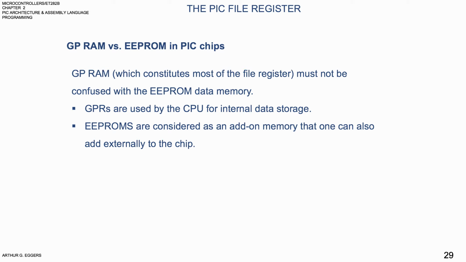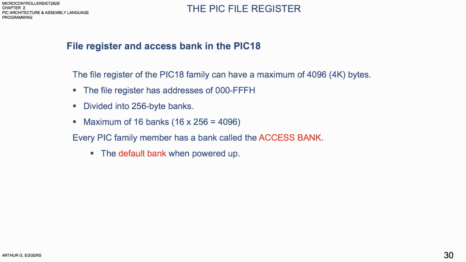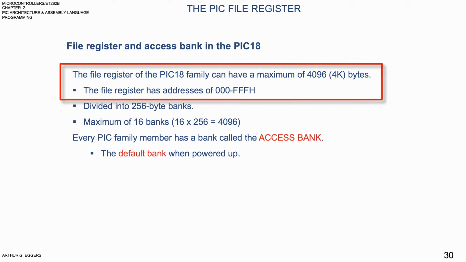In other words, while PIC chips can have 0 bytes of EEPROM data memory, it is possible for a microcontroller to have 0 size for the file register. The file register of the PIC-18 family can have a maximum of 4096, approximately 4K bytes.